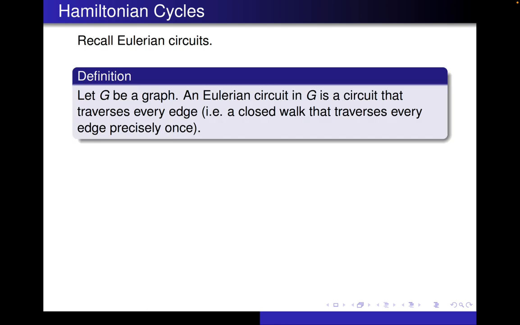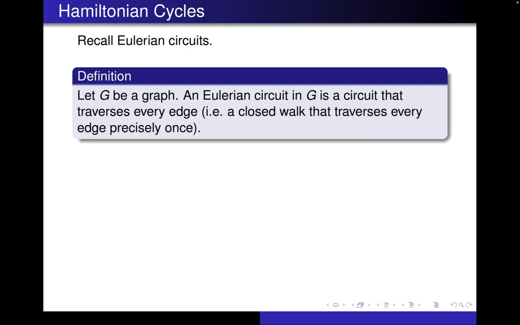So recall with Eulerian circuits, if we have a graph, an Eulerian circuit is a circuit that traverses every edge. And traverses just means travels along every edge. So it's a closed walk, which means it begins and ends at the same vertex, and it goes over every single edge exactly one time.